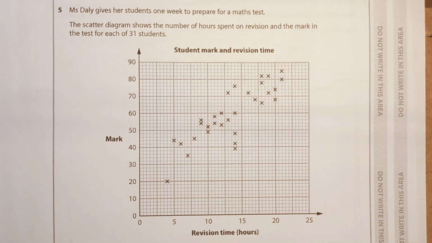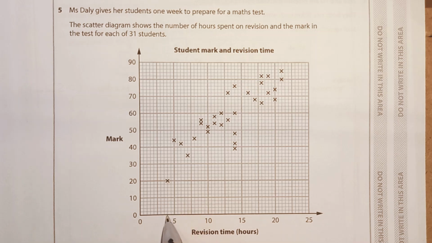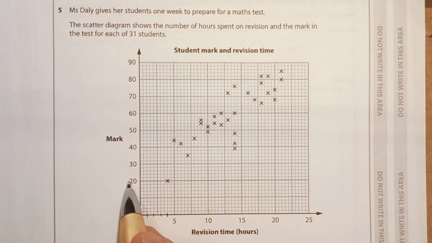Question 5. Ms. Daly gives her students 1 week to prepare for a maths test. The scatter diagram shows the number of hours spent on revision and the mark in the test for each of 31 students. Okay, so let's pick a value. Let's go for something like this. If that's 5 hours, each of these must be 1 hour, each 2 boxes, so that'd be 1, 2, 3, 4. So this is saying that if they spend 4 hours revising, they got a mark of 20.